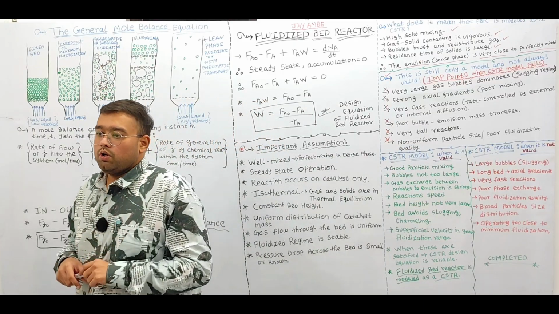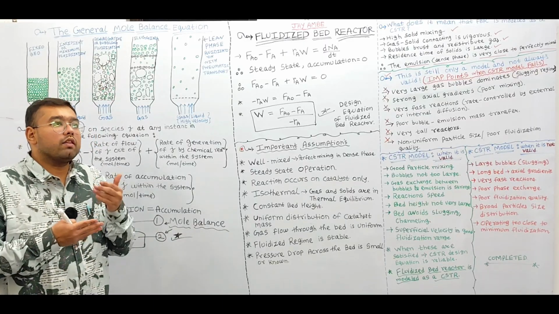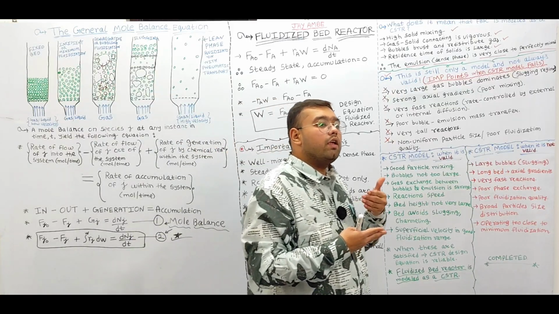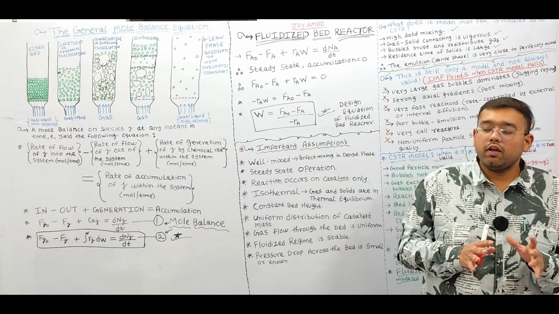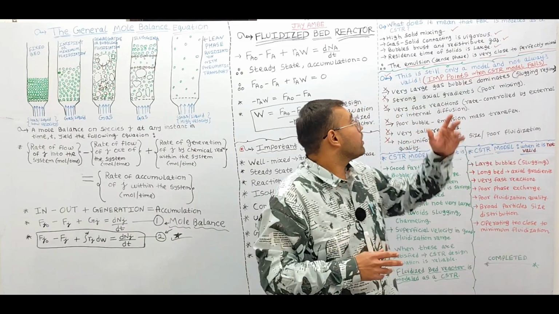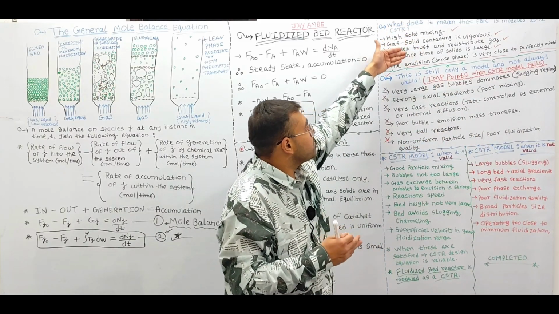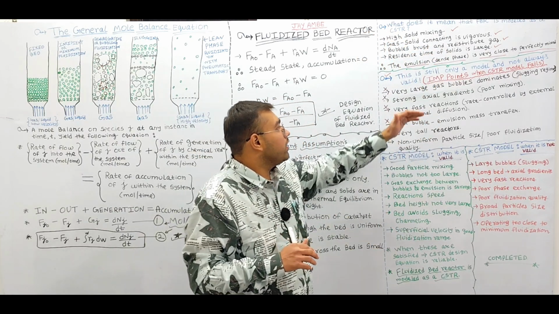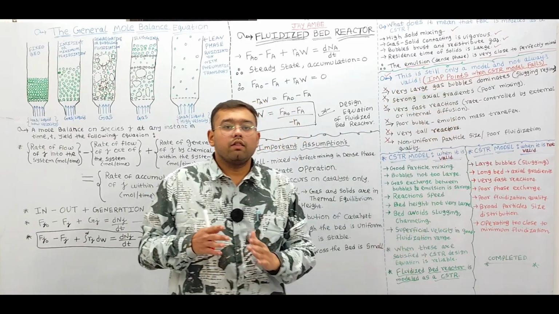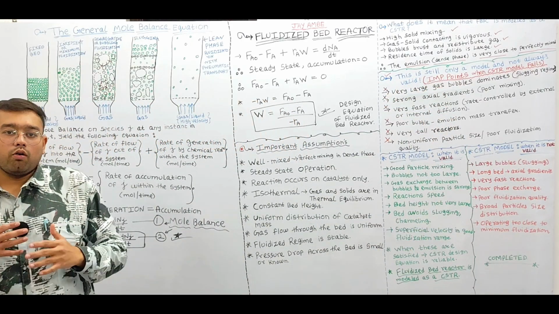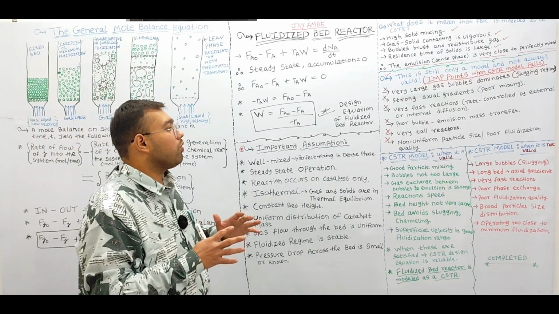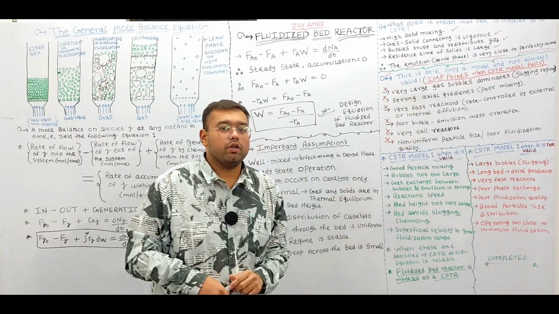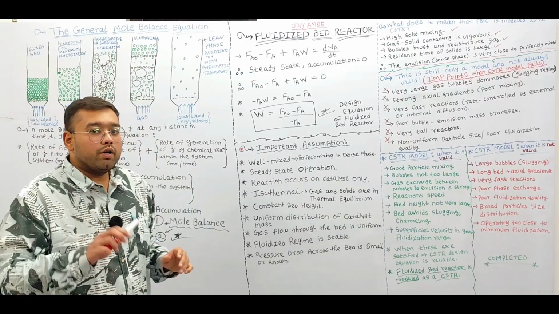So I hope you understood what the important conditions are when we can model the fluidized bed reactor as a CSTR, or perfectly mixed reactor, and what the important conditions are when we cannot model the fluidized bed reactor as a continuously stirred reactor. So these are all the important conditions, right? I hope you have understood.